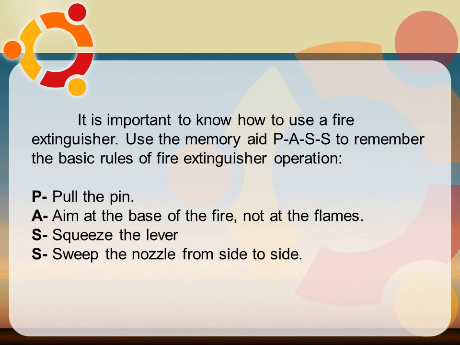It is important to know how to use a fire extinguisher. Use the memory aid PASS to remember the basic rules of fire extinguisher operation. For P, pull the pin, and for A, aim at the base of the fire, not at the flames. Then for the first S, squeeze the lever. Then the last S is sweep the nozzle from side to side.